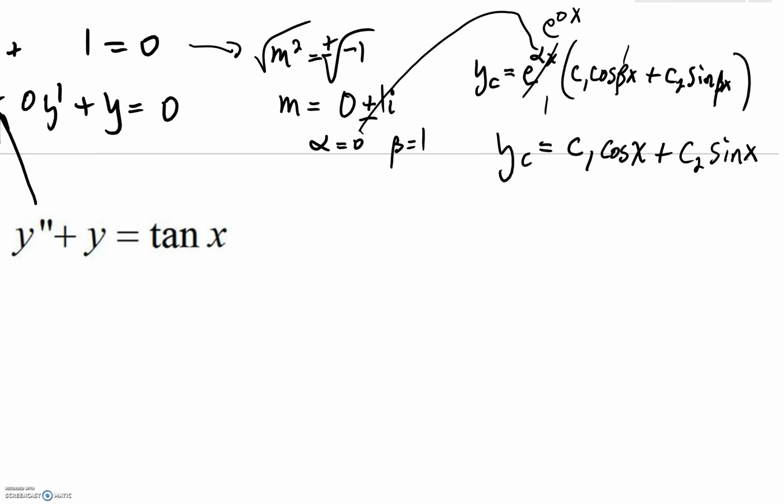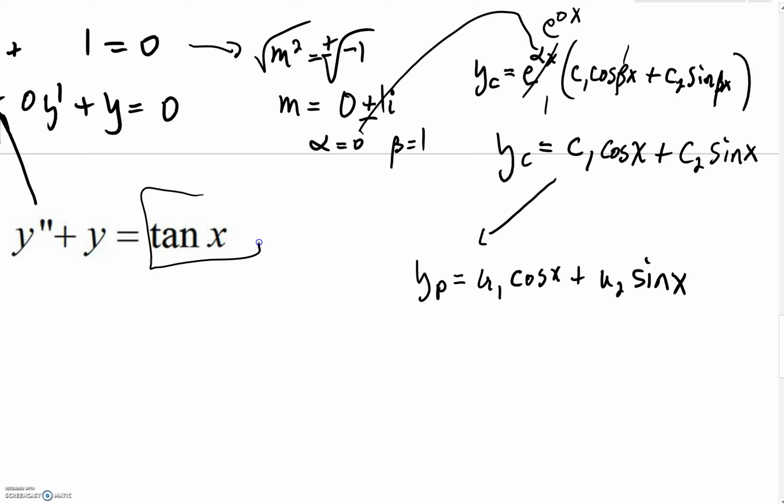Now, from here, we're going to say, you know what? We're going to assume that our particular solution is u1 times the cosine of x plus u2 times the sine of x. I'm getting a little bit ahead of myself right now. I should talk to you about the right-hand side. How now when we're looking at this, because we have a tangent right here, if you went back to the table in our book, our particular solution, we never saw a tangent in that table.